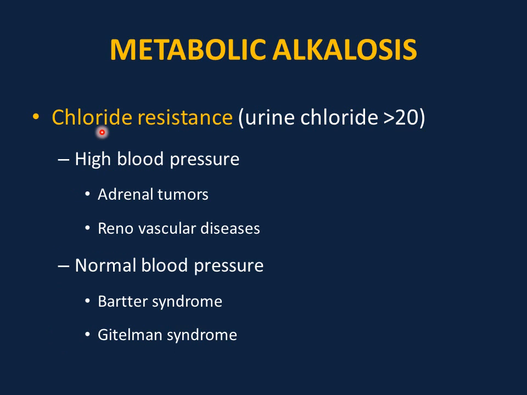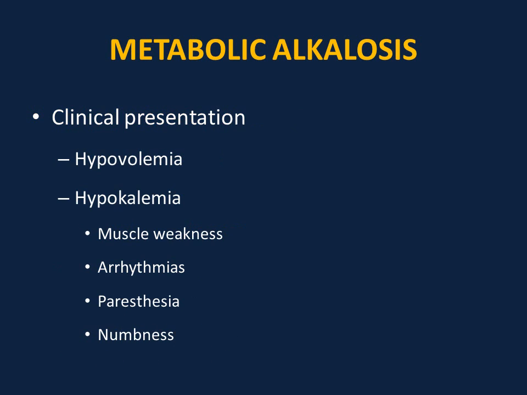If you have a patient who presents with chloride resistant type metabolic alkalosis, where the urine chloride is more than 20, you check the blood pressure. If the blood pressure is high, the most common causes are adrenal tumors and renovascular diseases. If the blood pressure is normal, the most common causes of this metabolic alkalosis are Bartter syndrome and Gitelman syndrome.